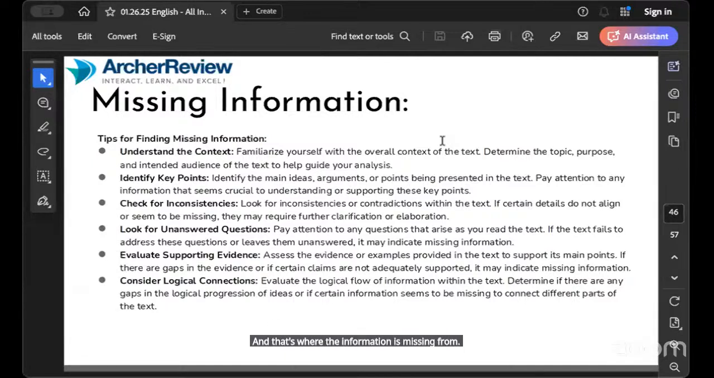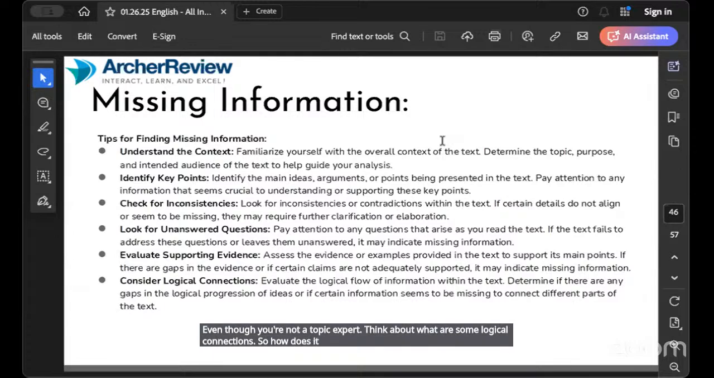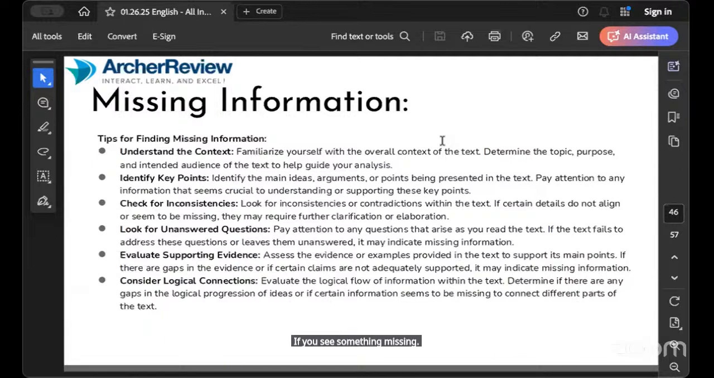Now, even though you're not a topic expert, think about what are some logical connections. So, how does it logically flow from one thought to the next? If you see something missing, again, don't doubt yourself. It probably is.